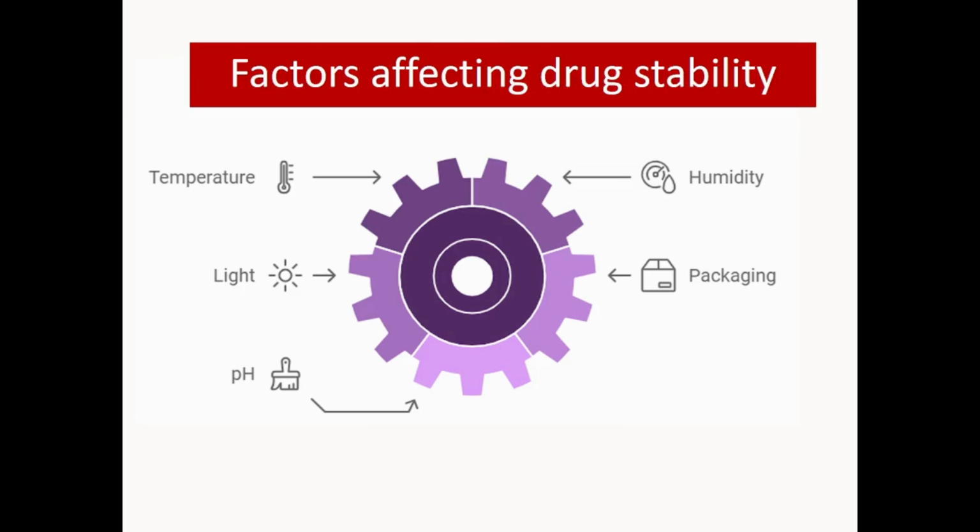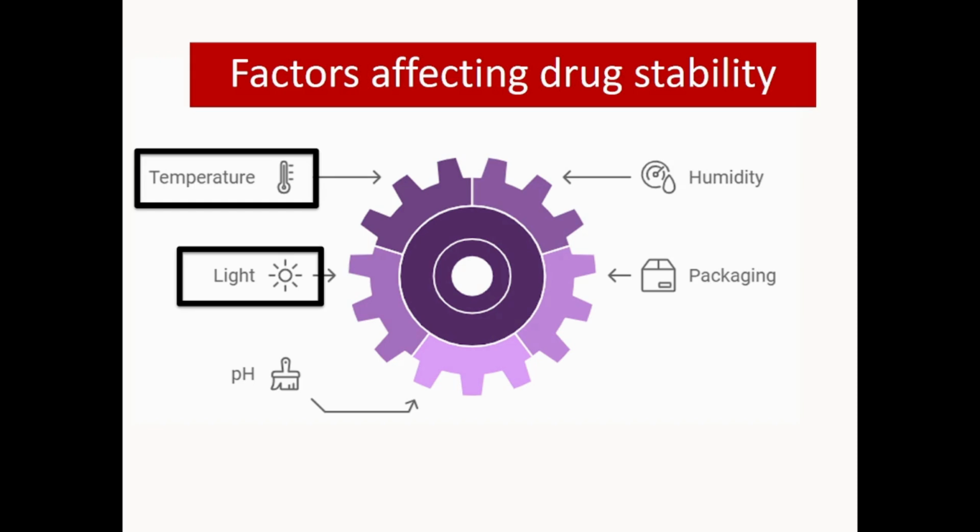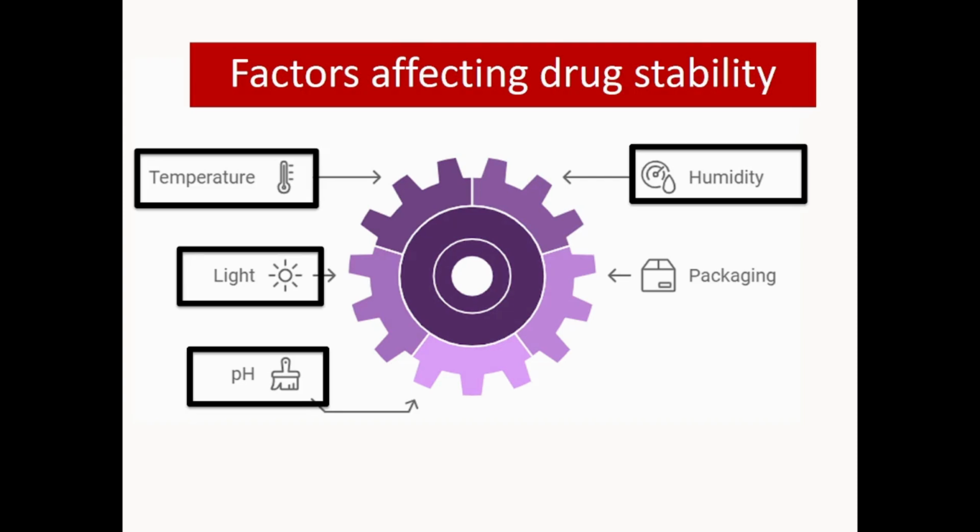So today we'll follow the questions related to factors affecting drug stability. These factors include temperature, light, pH of the formulations, humidity or moisture, and the packaging of those drug products. These are the few factors that significantly affect drug stability. Let's look at the questions on each factor.